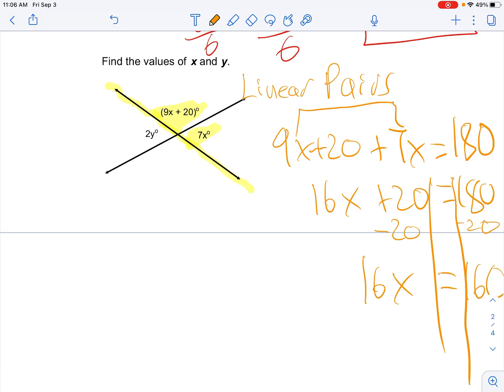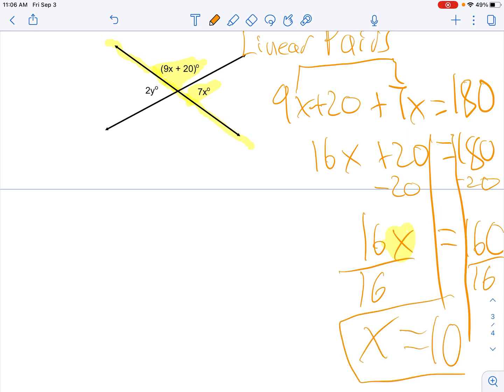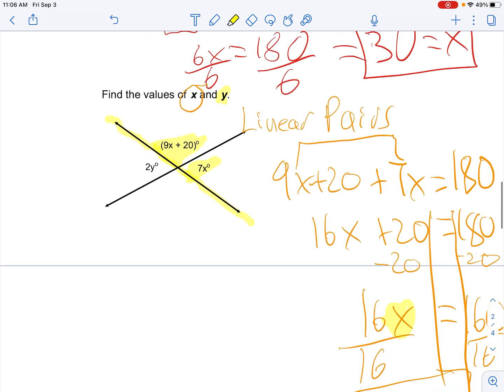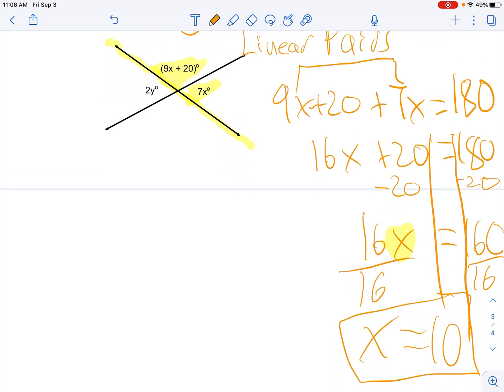16x equals 160 degrees. Now, if I have only 16x and my goal is to get x by itself, I better divide the left side by 16 and divide the right side by 16. Therefore, x equals 10. Now again, I'm very close. I found x. I have not found y yet. So let's look at this. Let's plug in x for what we know, because again, here's the y.